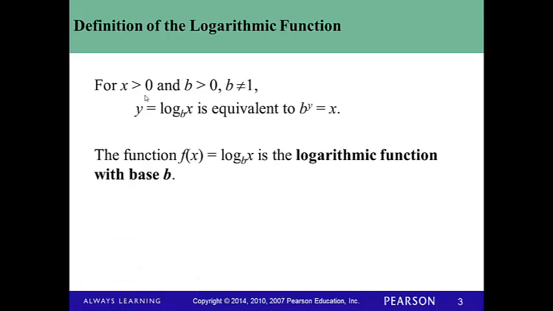So for x greater than 0 and b greater than 0, so x has to be positive and b has to be positive, where b is not equal to 1, y equals log base b of x is equivalent to b to the y power equals x. So let me explain some lingo that I use. This b right here is the base of the log. And x, that's the argument of the log. And then y is the value that we get from doing that log.